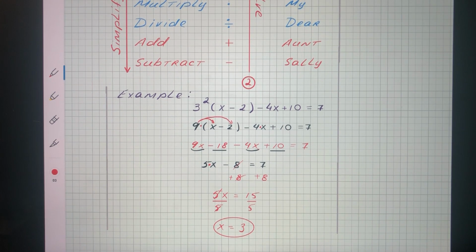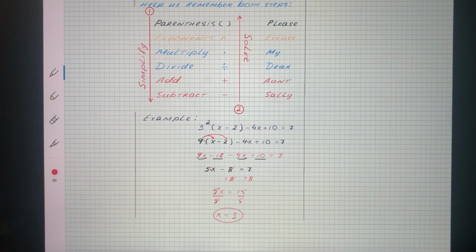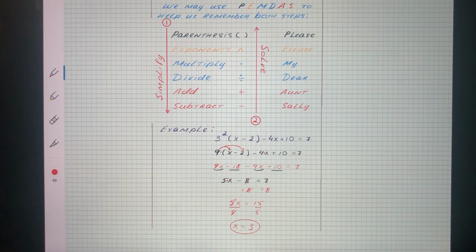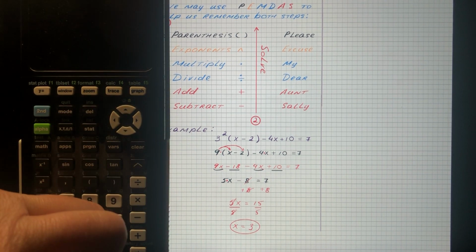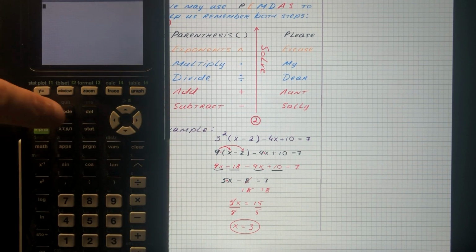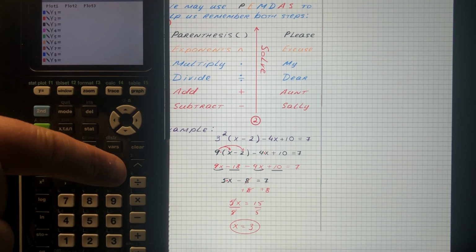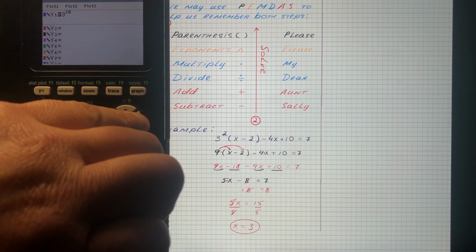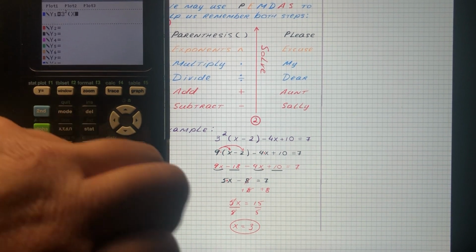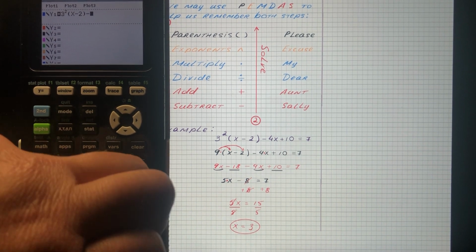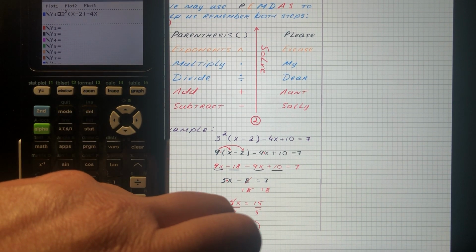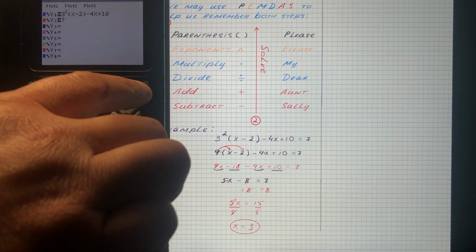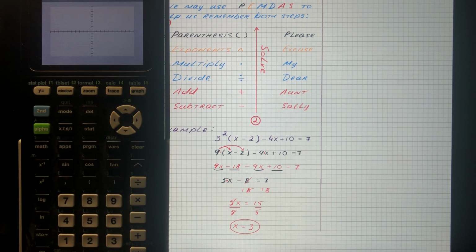Now let's use the calculator and check if we got the answer correctly. So here is the calculator, and we begin by typing in the equation just as it is into y equals. The left side is going to be the first equation, 3 to the power 2, times x minus 2, minus 4x plus 10, and then the right side is equation number 2. When we hit graph, we'll look for the place where the two lines cross.